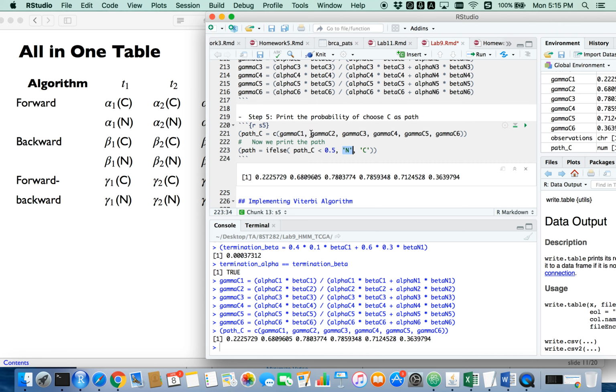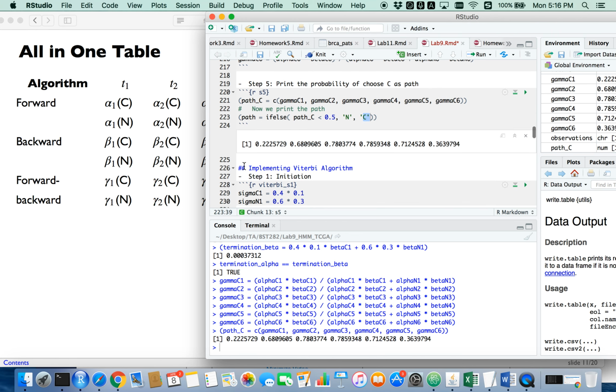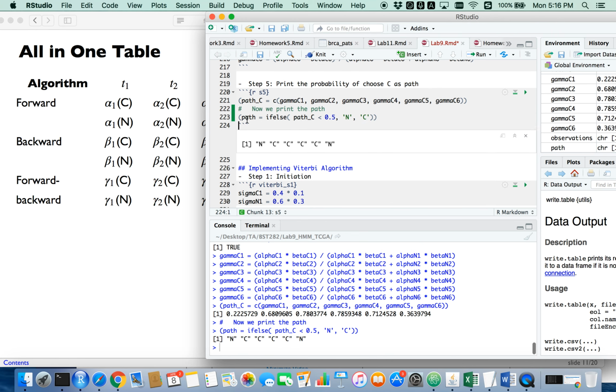And for the second gamma, if we predicted it as from a CPG island, the success probability is 0.68. So it's larger than 0.5, so we might have made the correct guess. So we would predict it as from a CPG island. So do the same thing for all these 6 steps, and you would get the result for the forward and backward algorithm.